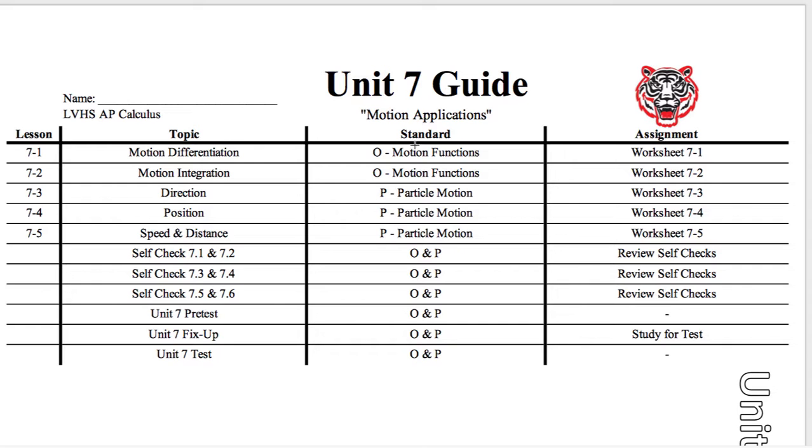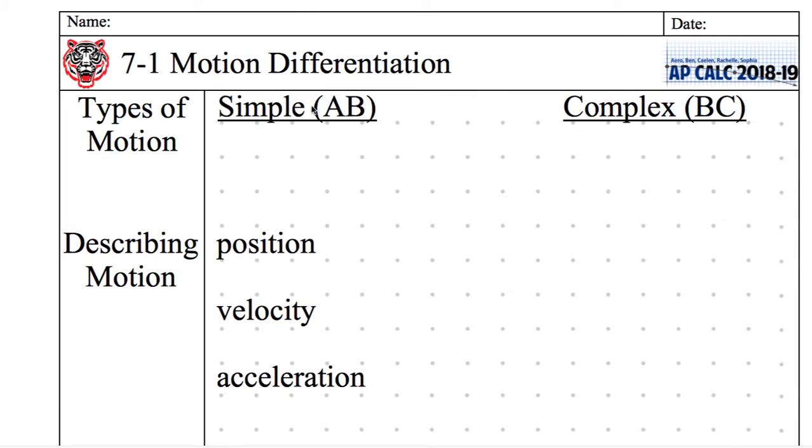So today we're talking about motion application, specifically motion differentiation. So, types of motion. And this is awesome because we have the BC girls in here. You're going to see the difference between AB and BC. In AB, so I'm talking to the 3 of us in AB, you only have to deal with horizontal motion and vertical motion. Let's write it down. Horizontal and vertical.